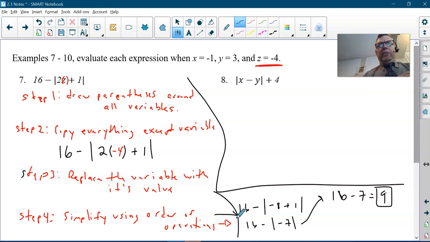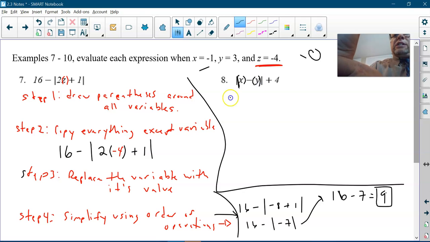Now we look at number 8. Number 8 says, find the absolute value of x minus y plus 4. Here I go. I am going to draw parentheses around the variables. Oh no, it's laggy. All right, I'll do it slowly. Draw parentheses around the variables, and then write the expression with just open parentheses there, and then fill that in with what they're equal to.